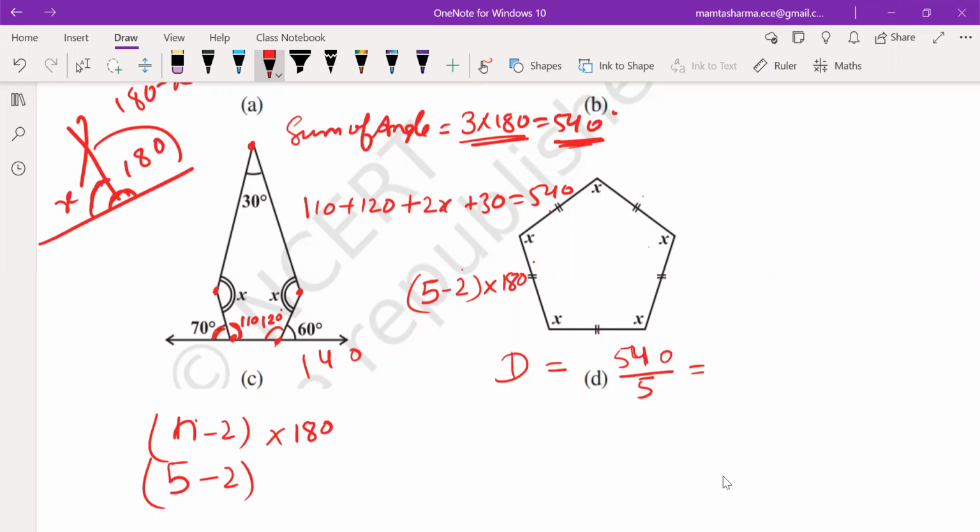How can you say there are 3 sides? Is this a triangle? This is not a triangle. This is the shape of a pentagon. Then you need to use this property: 5 minus 2 gives 3, into 180, that is 540. Understood or not?